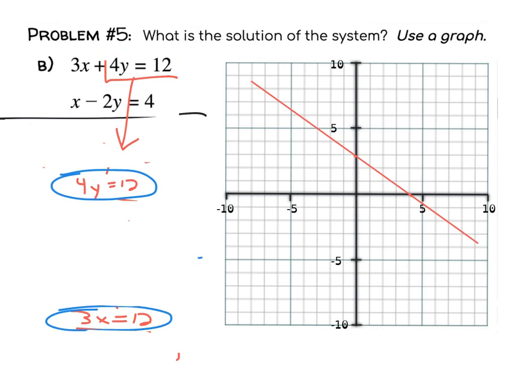Or if y went away, because you put in 0 for y, you would just get 3x equals 12. That's what you get there. Okay, so we can just do that to get the two equations. That's the simplified way of doing it instead of going through that long method.